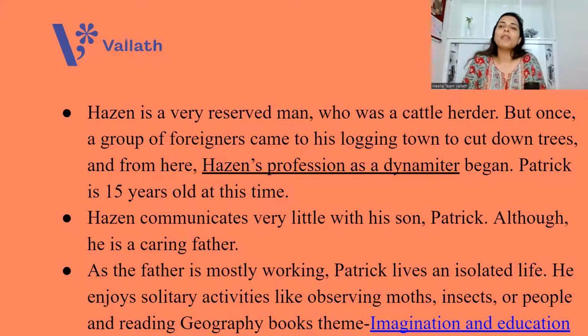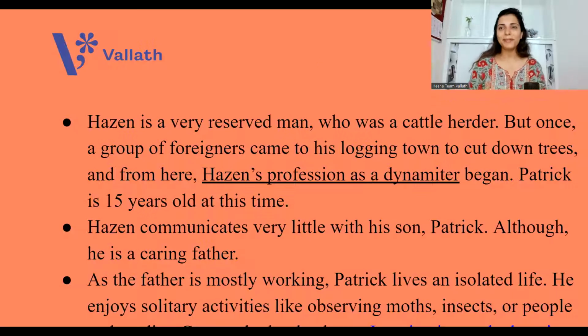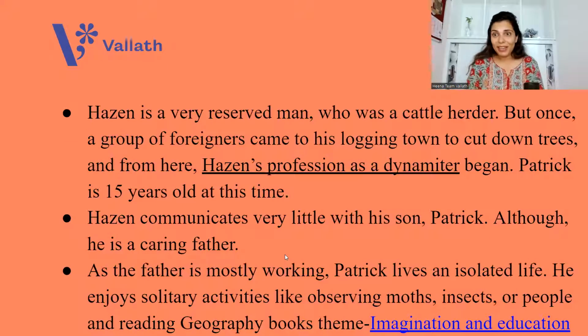Now, Hazen communicates very little with his son Patrick, although Hazen is a very caring father, okay? So he speaks less, but his actions speak louder than words, right? Now, as the father is mostly working, Patrick is alone in the house and he lives an isolated life. But he enjoys solitary activities. Which ones? He observes moths, insects, people. He reads geography books. Here, the themes of imagination, education, and solitude are all discussed, okay?